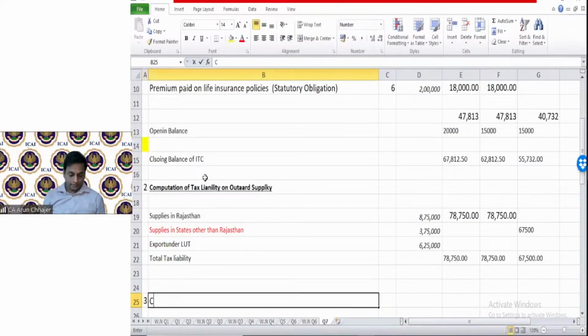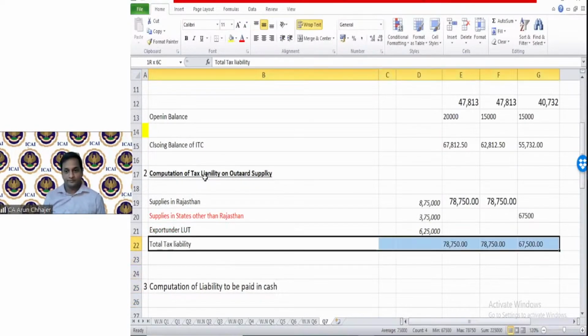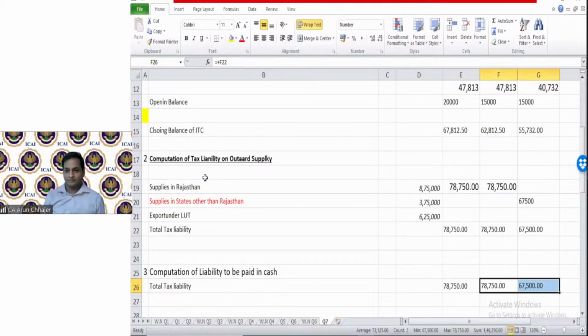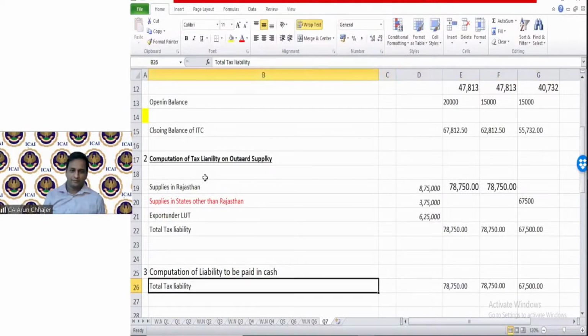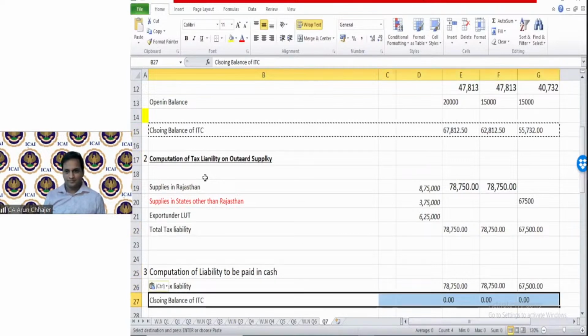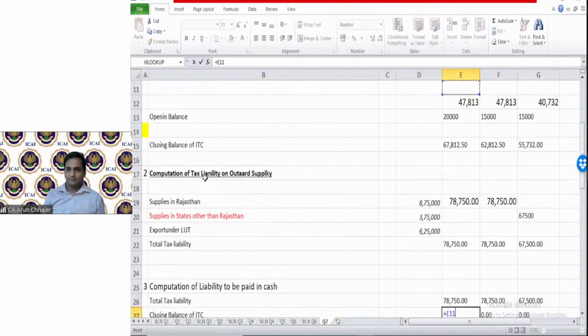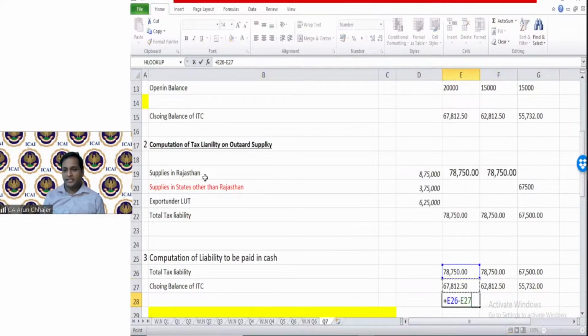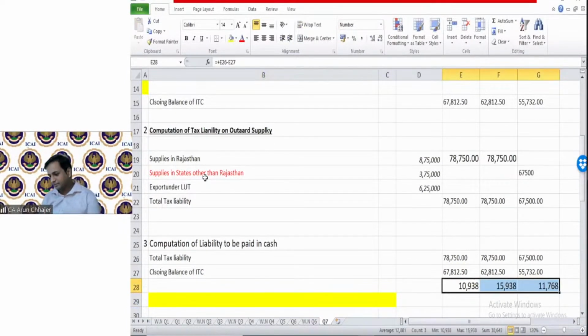Now, computation of liability to be paid in cash. Now, this is very important. Not important. So no problem, because liability is more, balance is less. It's very simple, nothing special.